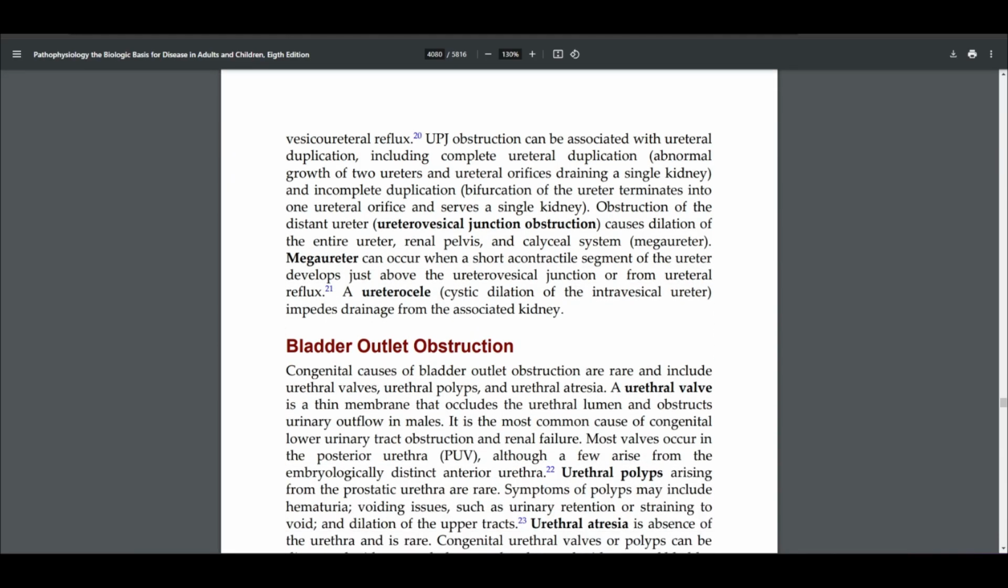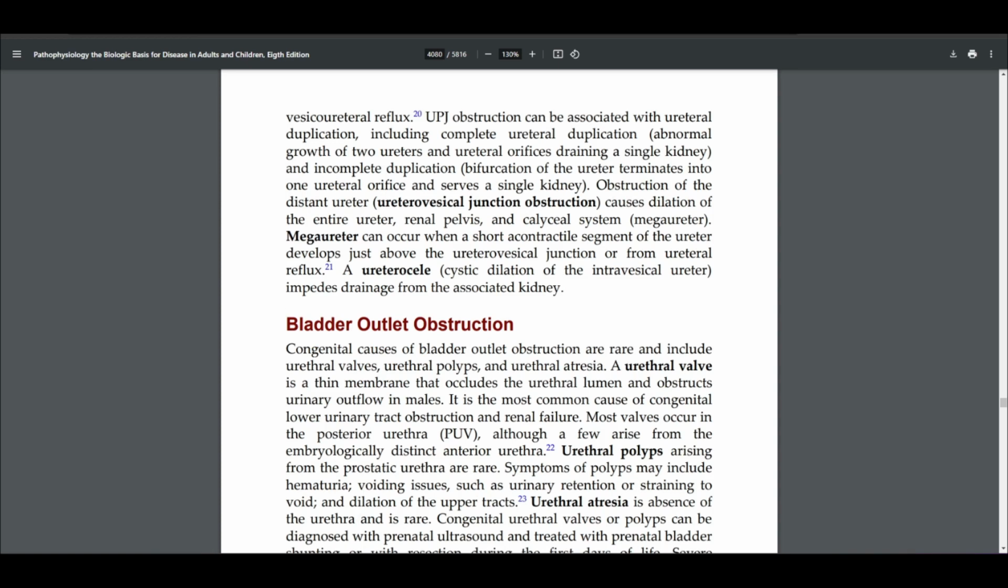UPJ obstruction can be associated with ureteral duplication, including complete ureteral duplication, abnormal growth of two ureters and ureteral orifices draining a single kidney, and incomplete duplication. The bifurcation of the ureter terminates into one ureteral orifice and serves a single kidney. Obstruction of the distal ureter causes dilation of the entire ureter, renal pelvis, and calyceal system.